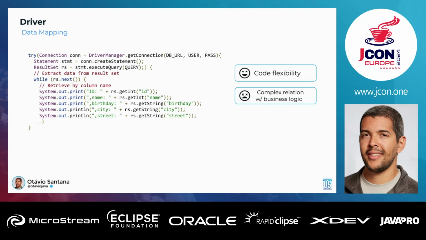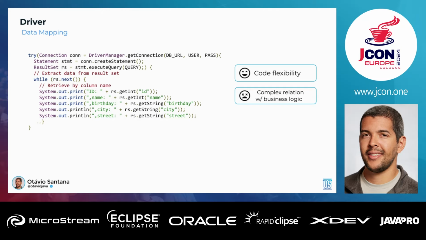The good points: I have huge code flexibility with these patterns. I don't have a predefined structure here, so I'm returning the ID, the name, the birthday, city, and so on. However, if I need to convert that to my business, I need to do a lot of work. Sometimes I need to put these layers in the middle and do it manually. And of course, it is not great.